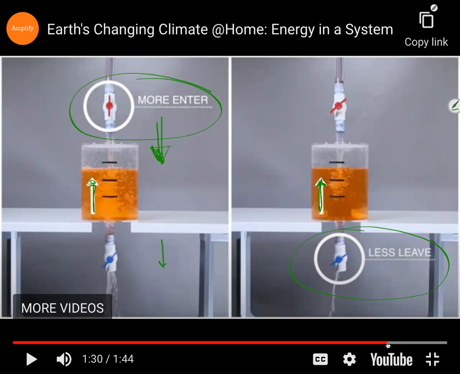Or we can have a smaller arrow. Oh, hang on a second, more enters than leaves. Or we can have less leaving and more enters. So even though this is smaller, this is even smaller.